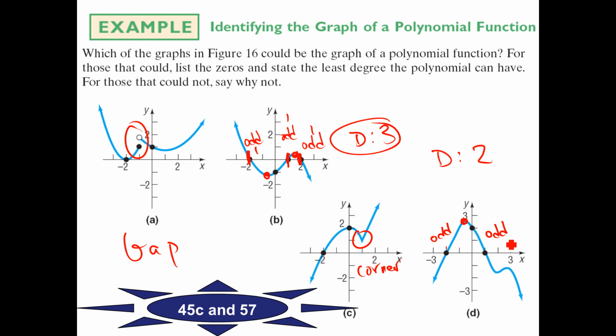This has 1 turning point, 2 turning points, 3 turning points. All right, so the smallest degree this could have would have to actually be 4, because you always have to have 1 more degree than turning points.